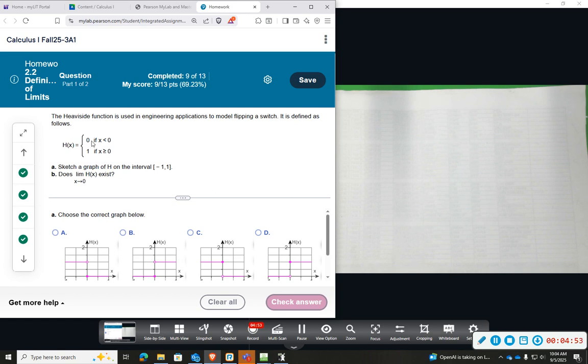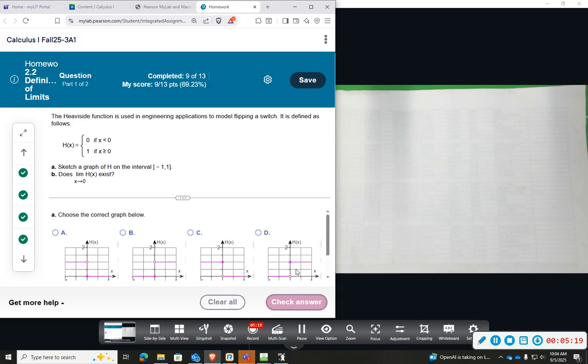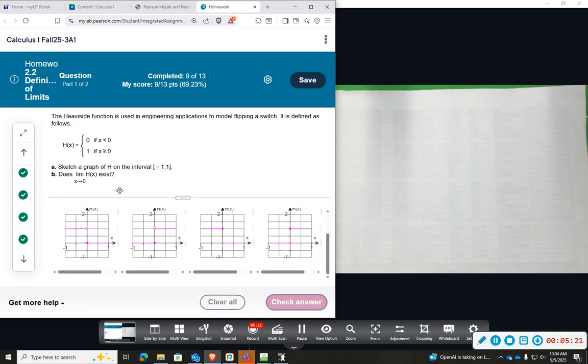So when we are less than 0, that means from -1 to 0, we will be a horizontal line at 0. So that would be like this. However, because it is less than, we would have an open circle. So I'm looking for between -1 and 0 to be a horizontal line but open circle. So the only one that matches right now is D. But let's check the second part.